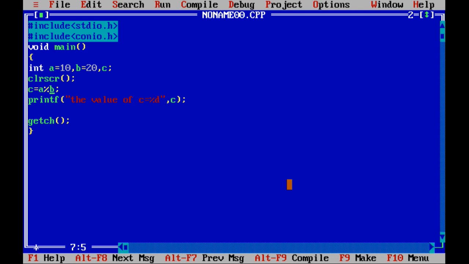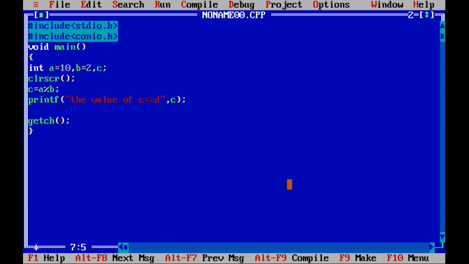Suppose if I take a divided by, in place of 2, now you tell me, if I take a percentage 2, what will you get? The percentage symbol always gives you the remainder. 2 divided by 5 means you will get 5, na. Just compile the program and execute the program. So what will you get? What I am displaying here is remainder 0. The percentage symbol always gives you the remainder.